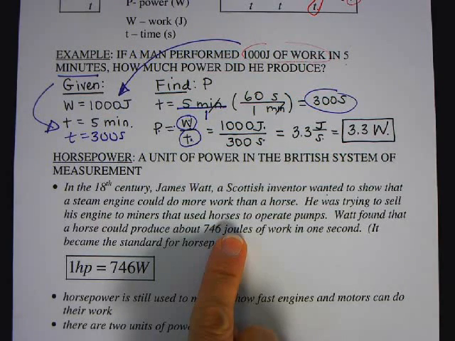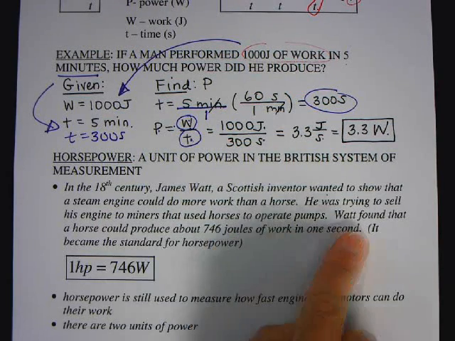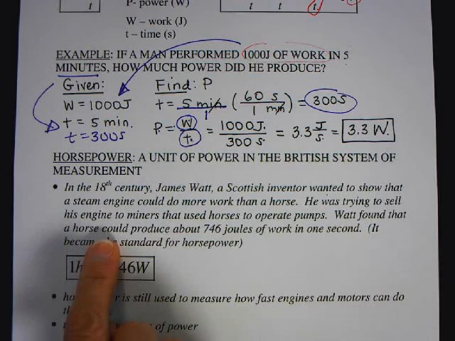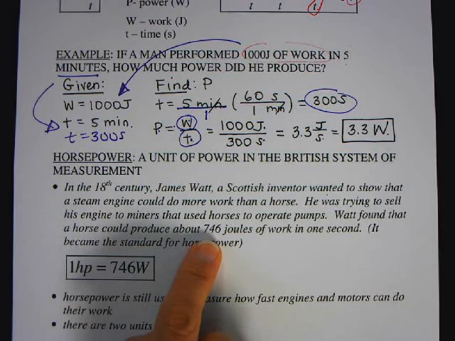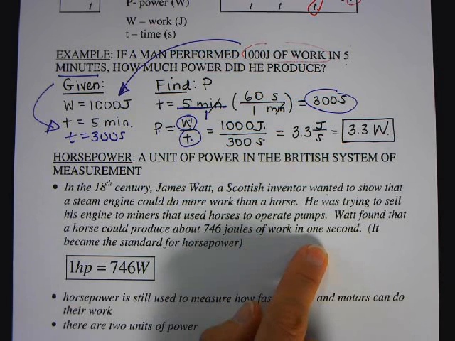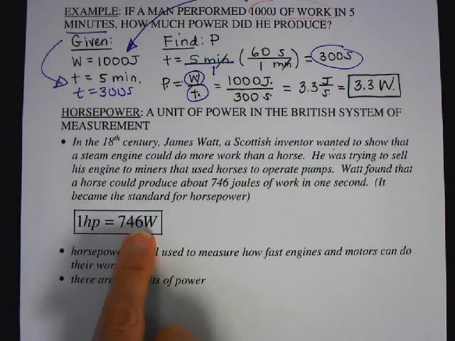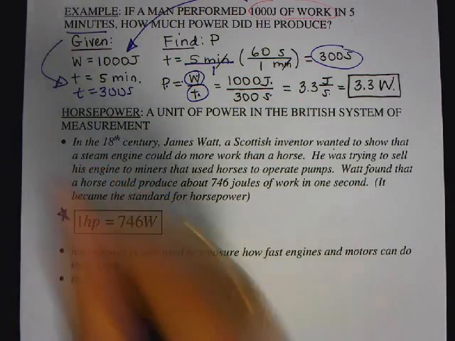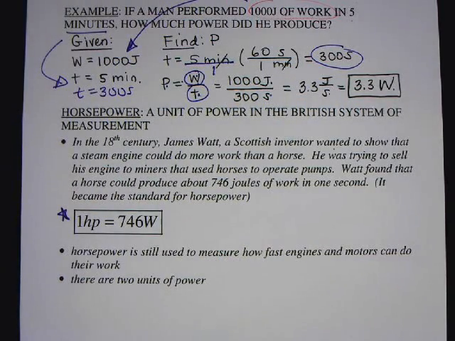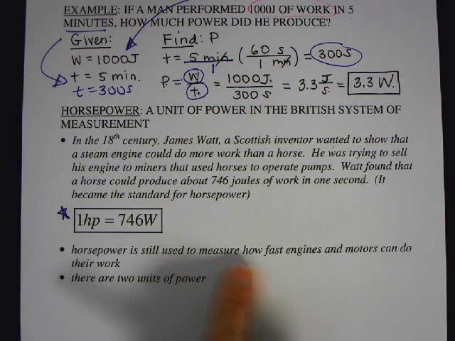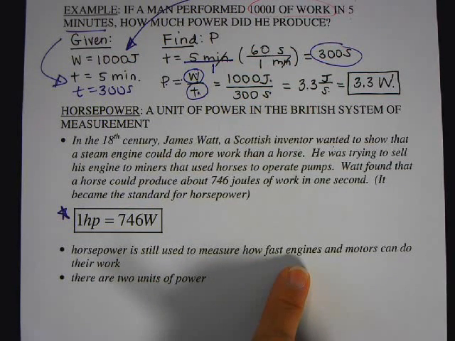So this is why it was compared to how much work a horse does. So the conversion is Watt found a horse approximately could do about 746 joules of work in 1 second. Is every horse different? Of course, but that's what the conversion factor is. So when you convert horsepower to watts, this is something also you're going to have memorized. Okay, we're going to use that today in our lab, but we'll also need to know that for our test on Friday. So horsepower is still used today to measure how fast engines and motors can do their work.